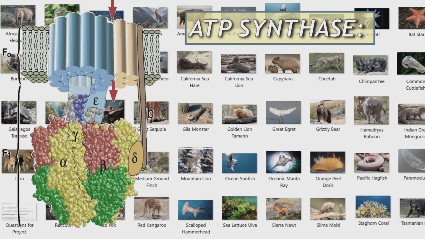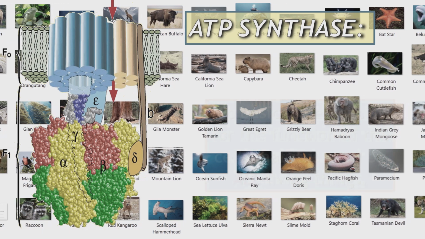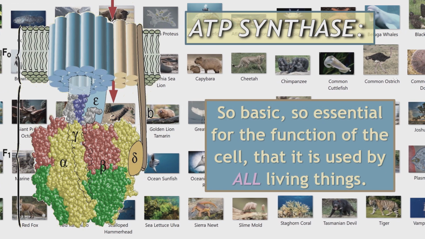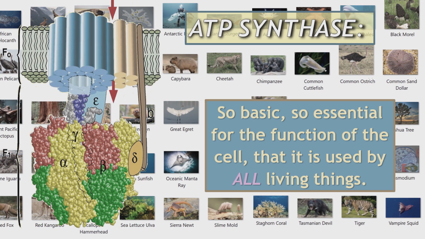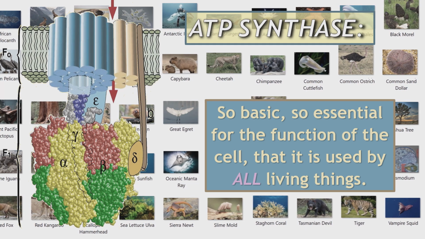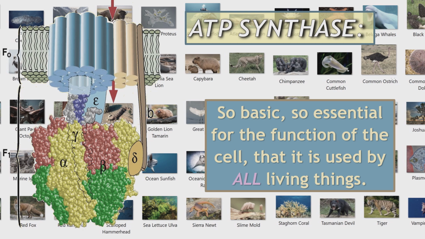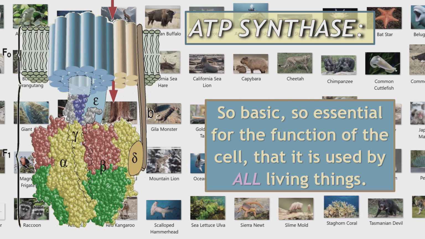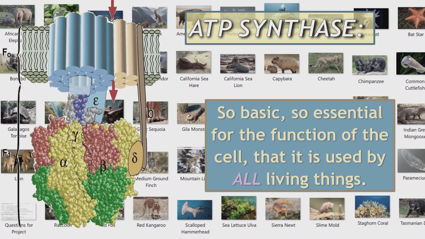ATP synthase is so basic, so essential for the function of the cell, that it is used by all living things. All living things use this particular enzyme in the membranes of their cells to help manufacture ATP, to make a chemical reaction that on its own might never happen in a million years. But now it increases the rate of reaction and makes it so that it happens constantly. The magic of enzymes is that they lower the activation energy and they make a reaction that on its own would not be likely to happen, and it makes it certain to happen.